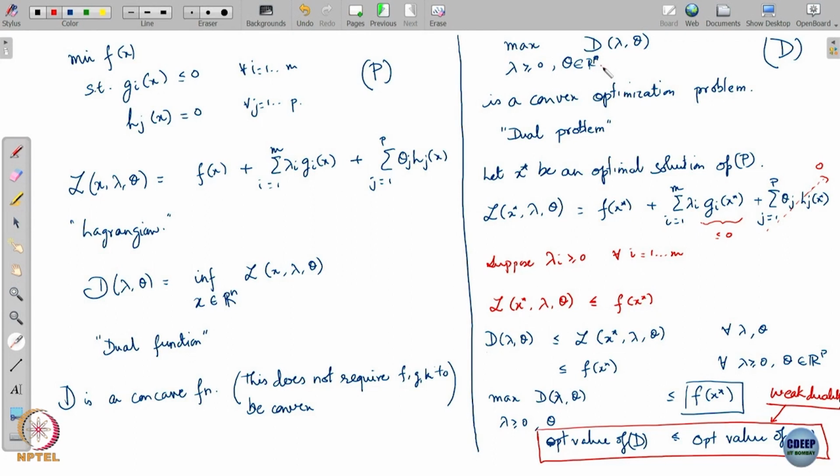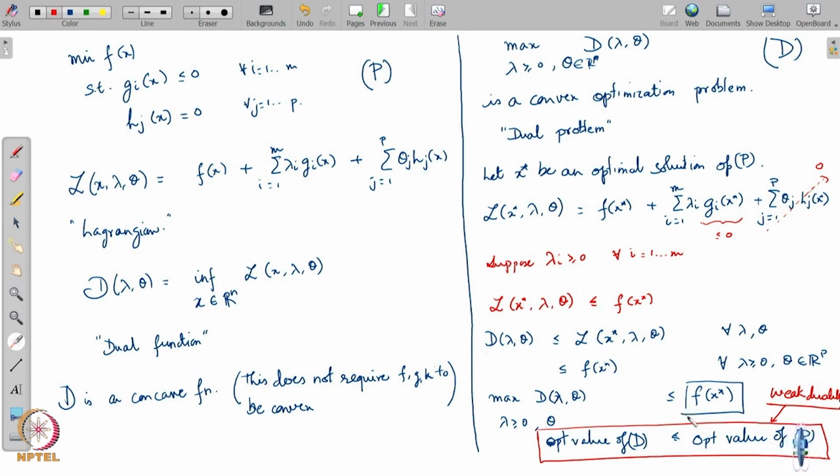And then what do we get? We get that the optimal value of this is what we call the dual problem. You call this the dual problem, you call this the primal problem. What we get is weak duality. So, the optimal value of the dual problem is always less than or equal to the optimal value of the primal.